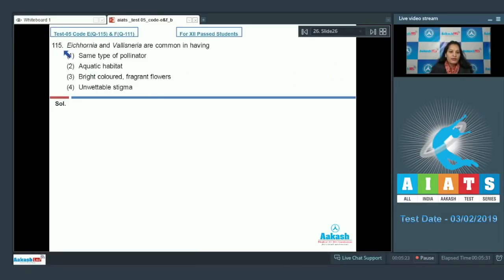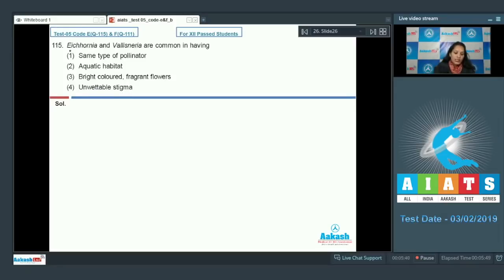Question number 115. Eichhornia and Vallisneria are common in having. First option, same type of pollinator. Second, aquatic habitat. Third, bright colored fragrant flowers. Fourth, unwettable stigma.